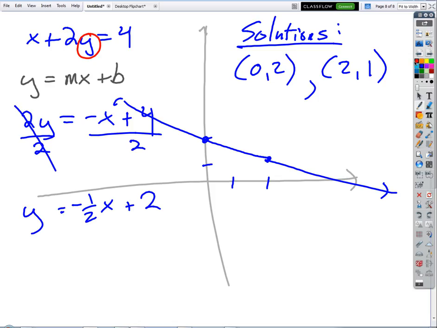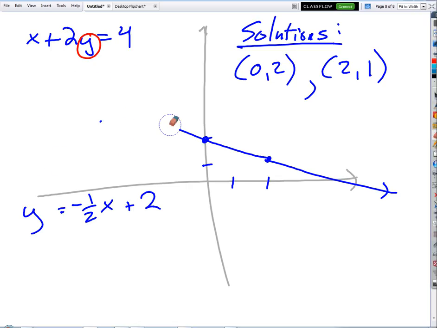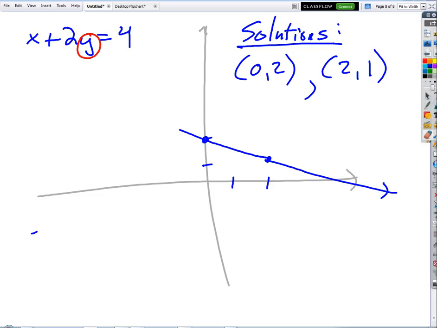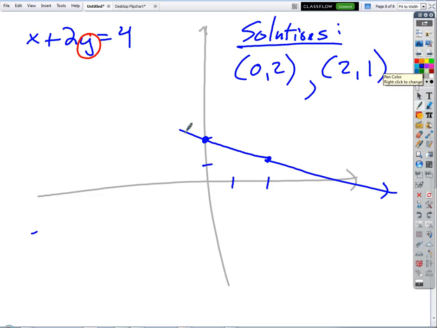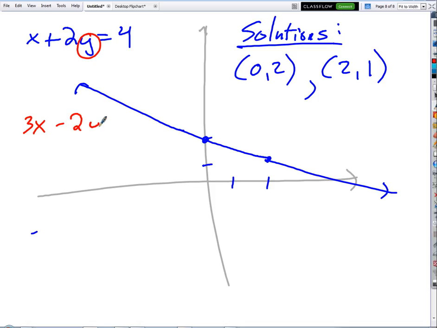So I'm going to get rid of some of this stuff. I think we're done with this. We got our solution. We graphed our line. That's all we really needed. Now we'll work on the other one. Okay, what was the other one again? 3x minus 2y = 5. Okay, I'm going to show you another little trick for graphing a line.